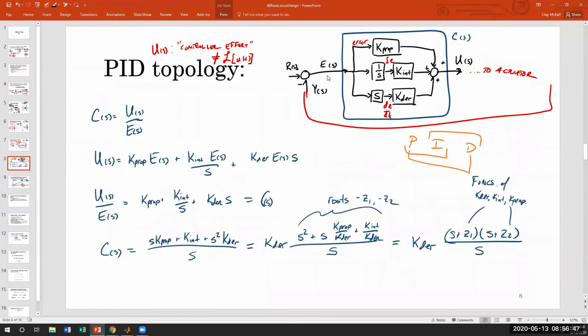Mm-hmm. If the error is 0, then I'd really like for this LTI system, this subsystem, that the effort is 0. Yeah. So the problem is that this branch stores the past history of the error. And so if the current error is 0, this branch will be 0. If the derivative of that is 0, then we get 0 here. So we need this to be 0 as well in order for there to be a 0 signal out here.